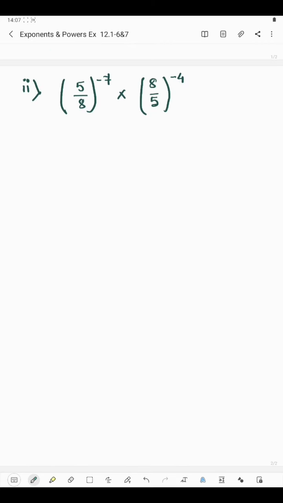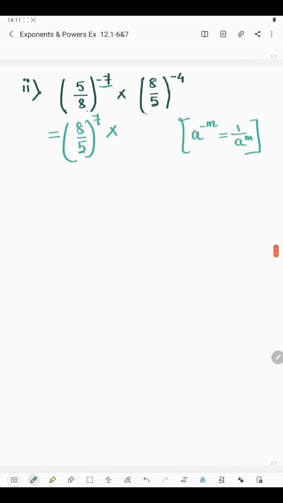Now in the second part we have (5/8)^(-7) multiplied by (8/5)^(-4). So at first we will make the exponent positive. If you make this positive, then we will write the reciprocal of this, because according to the law, if a to the power minus m is there, then we will write the base in its reciprocal form. So it will be 1 by a to the power m. So here 5 by 8 will be 8 by 5. Denominator will go up and numerator will come down. So it will be (8/5)^7.